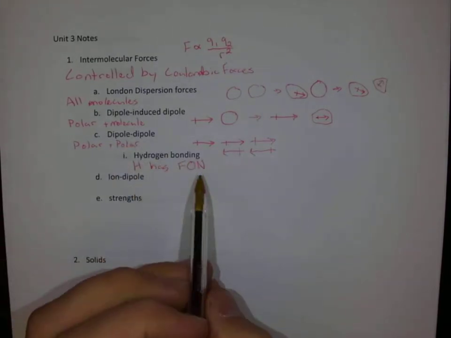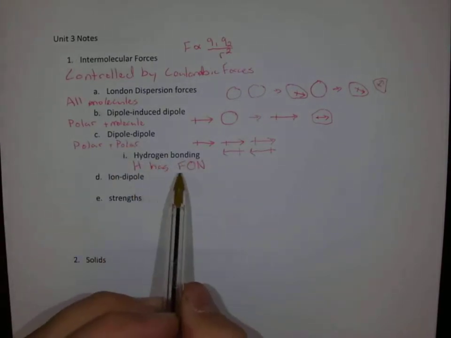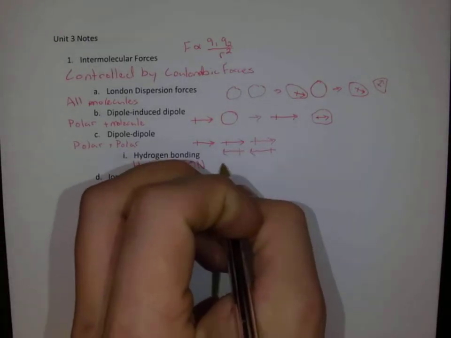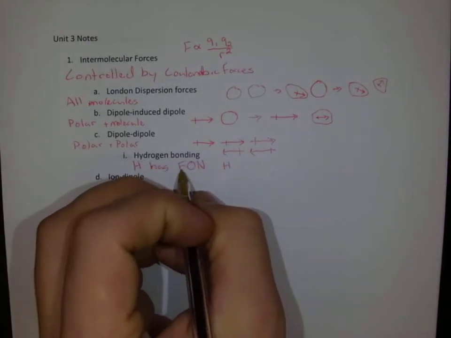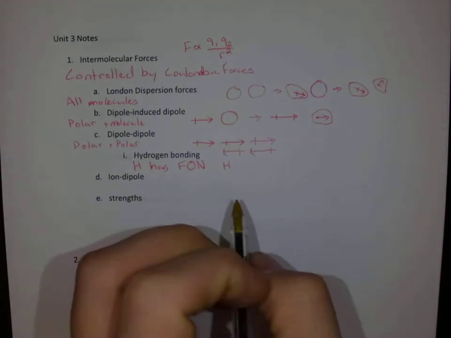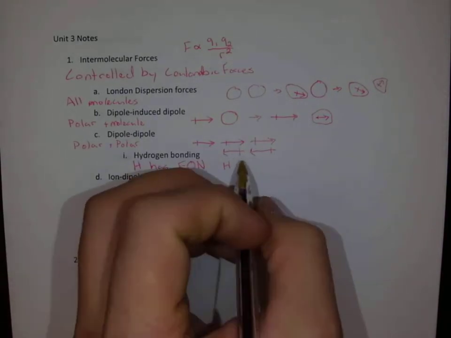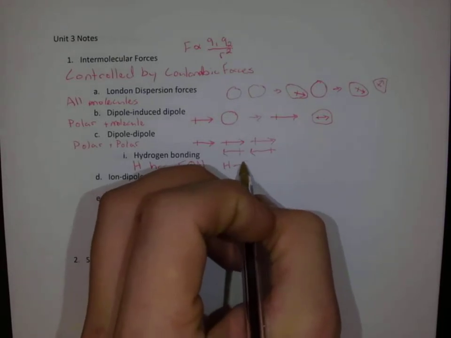So when hydrogen has FON, then it is hydrogen bonding, okay? So what do I mean by that? I mean that hydrogen is attached to fluorine, oxygen, or nitrogen, and it is interacting with fluorine, oxygen, or nitrogen. So we'll show an example here.